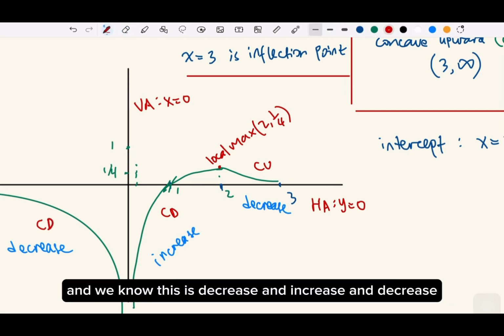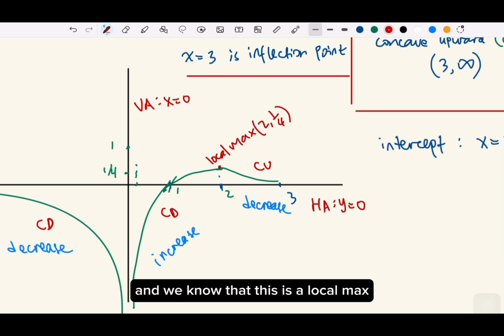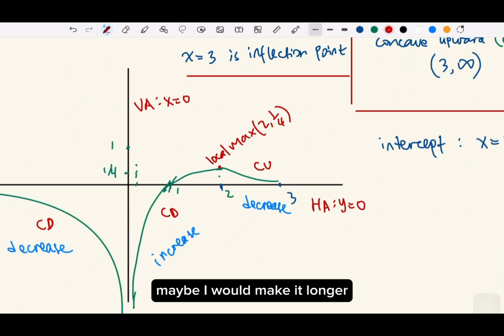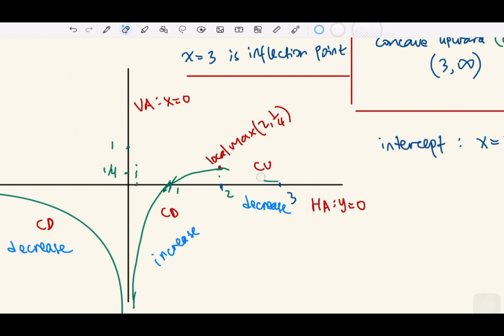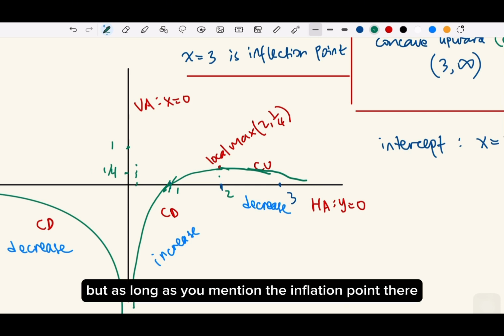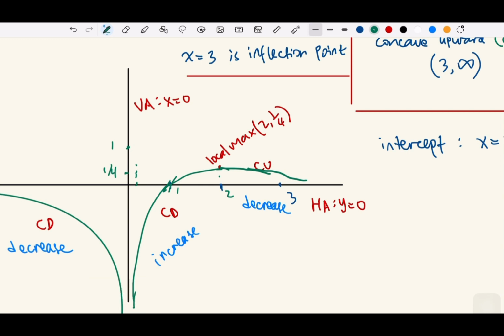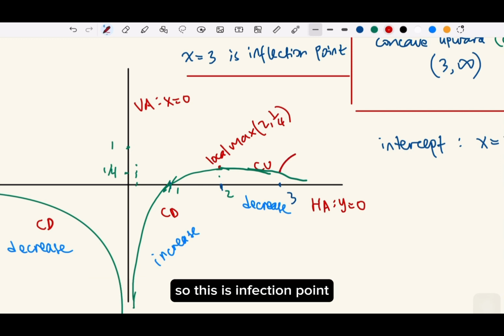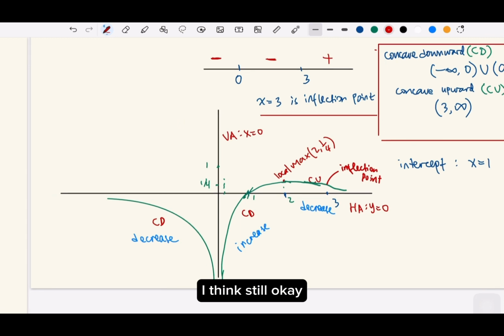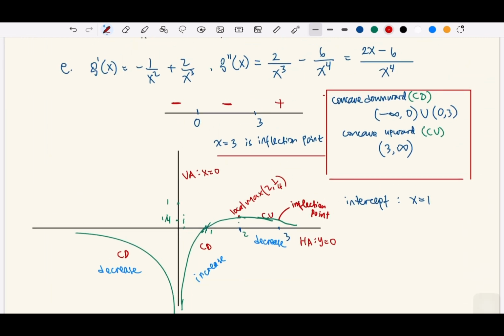And we know this is decreasing and then increasing and then decreasing. And we know that this is the local max. But then why is this 3 here? It should be around here. Maybe I will make it longer. Maybe like that. Maybe not really smooth, but as long as you mention the inflection point there. So this is the inflection point. I think it's still okay. Okay, that's it.